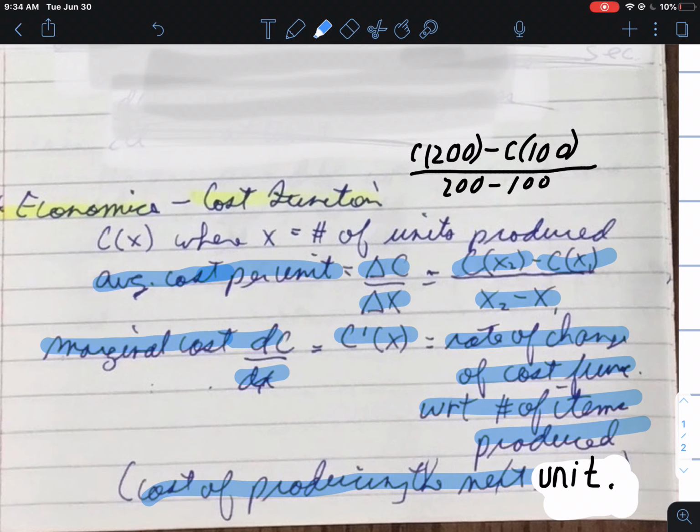So that's a good little economics application. The term marginal is nothing more than our derivative. It's the rate of change in our cost function. In context, it's the cost of producing the next unit or the next item. So see what you can do with that one in the homework. It gives us a little bit of application. That's it for that section.